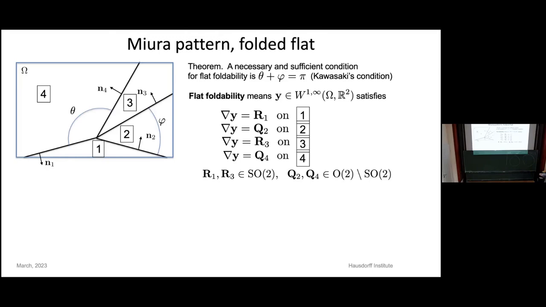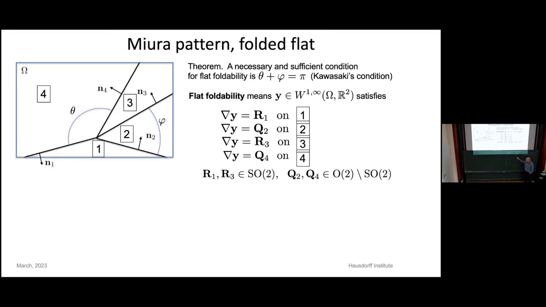Now if we want to describe this, I'm going to take as the reference configuration the unfolded sheet, and the deformed configuration is the folded sheet. Both of them lie in the plane, so we're going from R2 to R2. As I said, the gradient should be in O2, and so the gradient is supported on these two circles. That's the hypothesis. Now, on a nice open subset of the piece of paper, the gradient cannot be supported on just SO2 unless it's constant. That's Liouville's theorem.